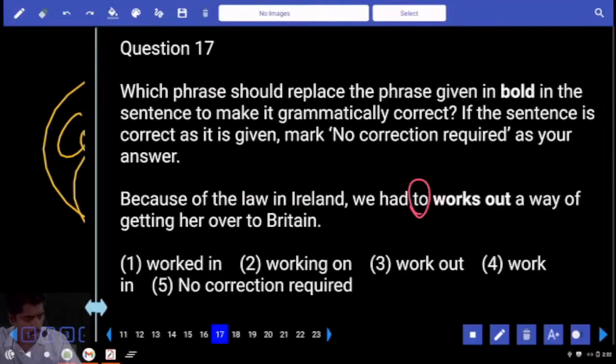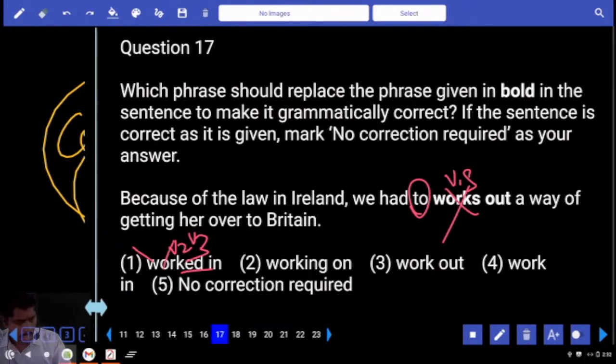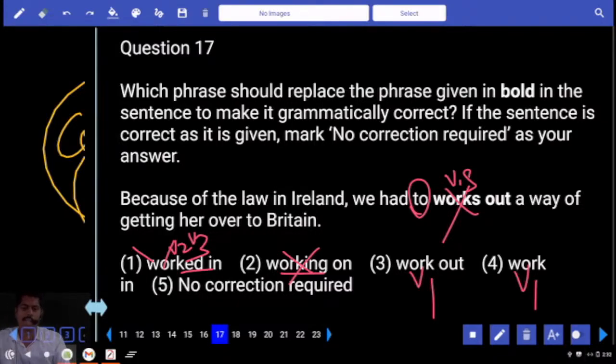So we had to. After to, V1, yes. Work, wrong? Worked, ED, V2, V3, wrong. ING, no. Work out, yes. Work in, yes. Answer: because of the law in Ireland, we had to work out a way of getting her over to Britain. Work in a way. Answer.